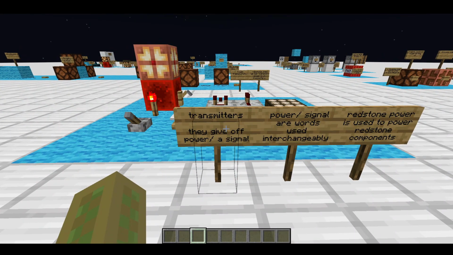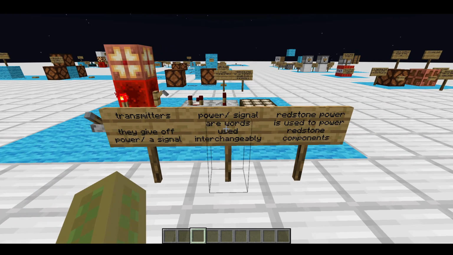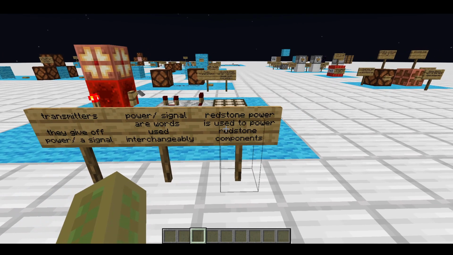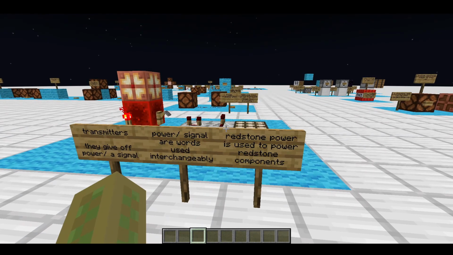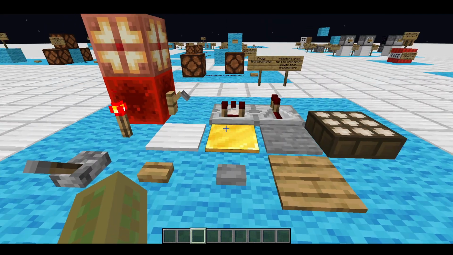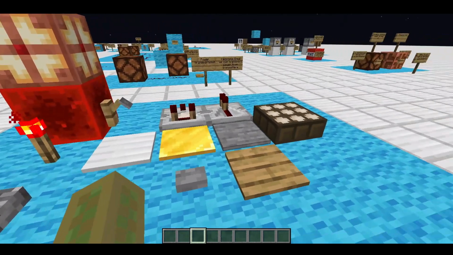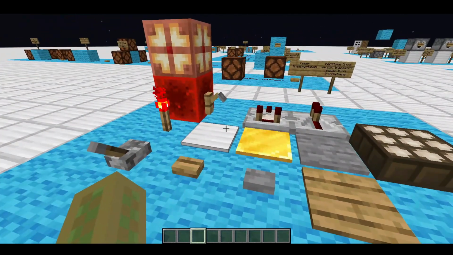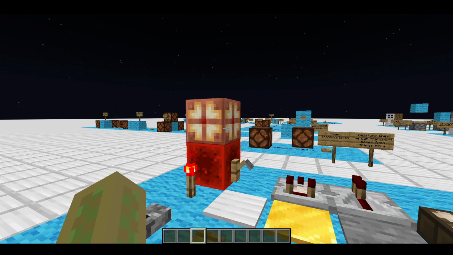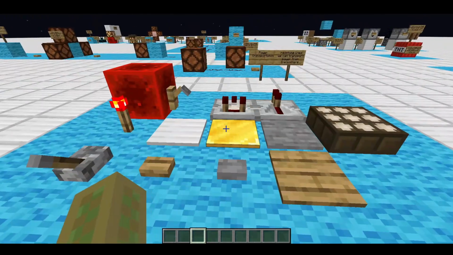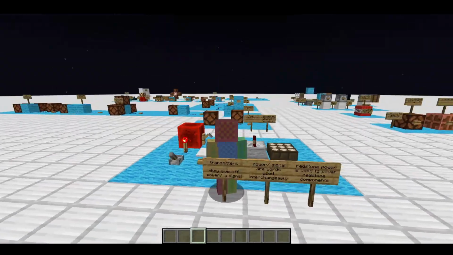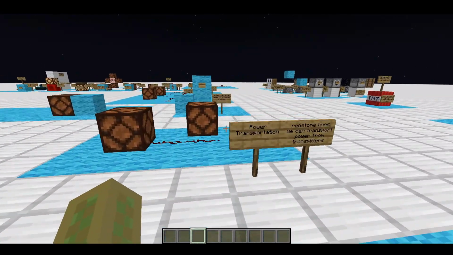Transmitters. Transmitters basically give off power or a signal. Now, power and signal are words that I'm just going to use interchangeably throughout this video. Redstone power is used to power redstone components, which are over there. So let's get into it. These are the redstone transmitters that I will be showing off today. Now, actually, I'm not going to show off that one. I'm going to show off all these redstone components today and show you a basic overview of them.